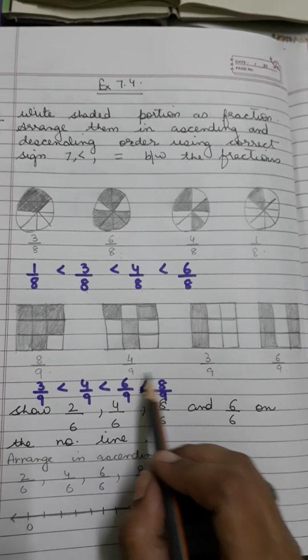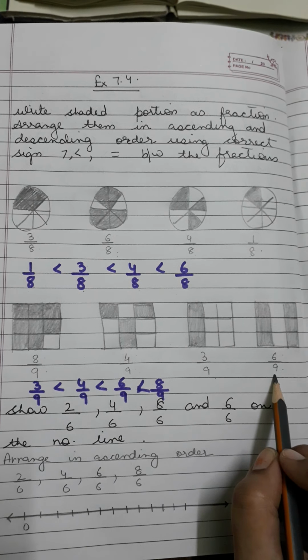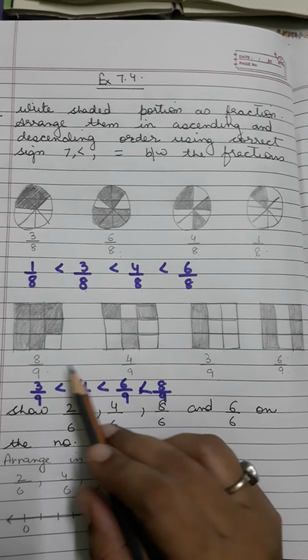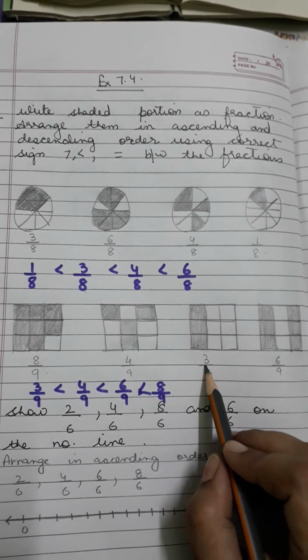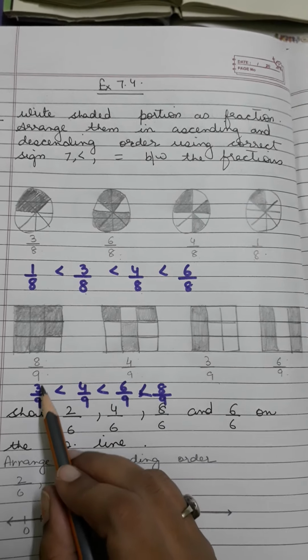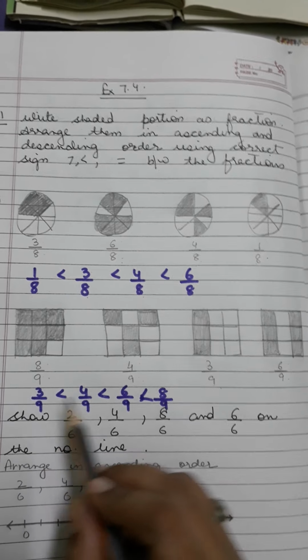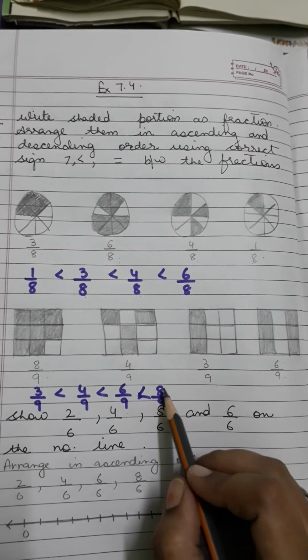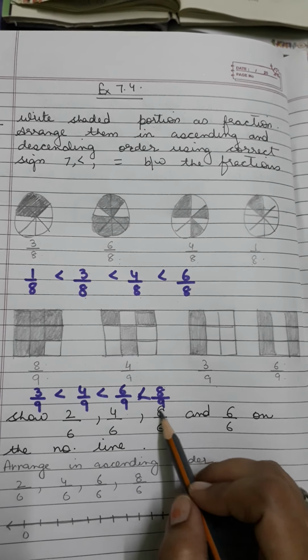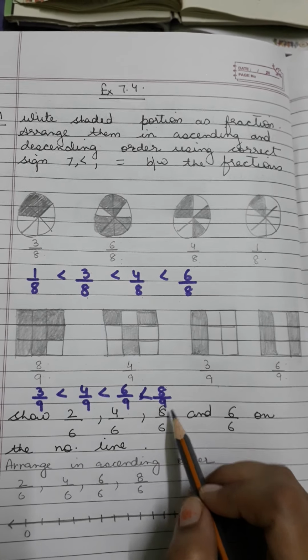Now all the denominators are the same and the numerators are different. So the fraction with the smaller numerator is smaller. So 3 by 9 is smaller than 4 by 9, then 6 by 9, and 8 by 9 is our greatest fraction.